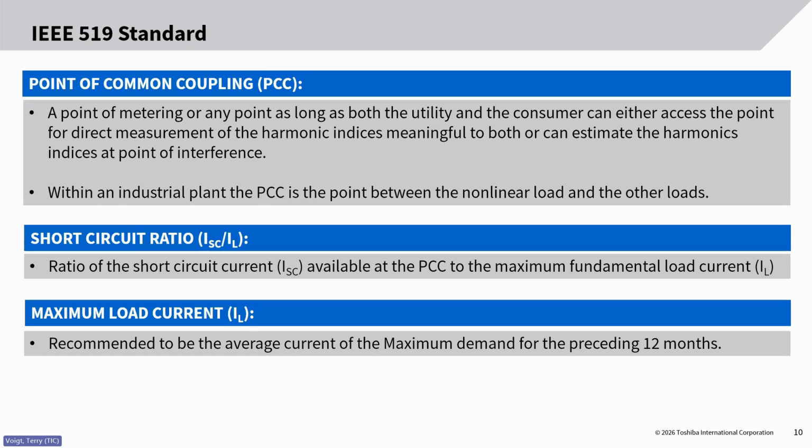Another term to keep in mind is the ISC/IL ratio, or short circuit ratio. So that's a few different amperage components. Basically, it's the short circuit current divided by the maximum fundamental load current. And speaking of the maximum load current, that I sub L, ultimately it's the average current over the maximum demand over a period of time. So normally 12 months is what that ends up being.